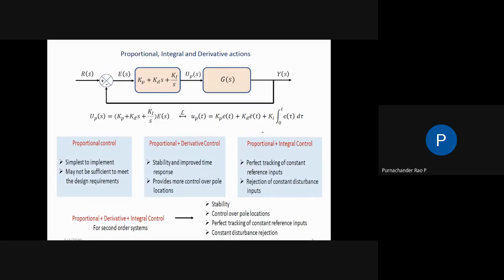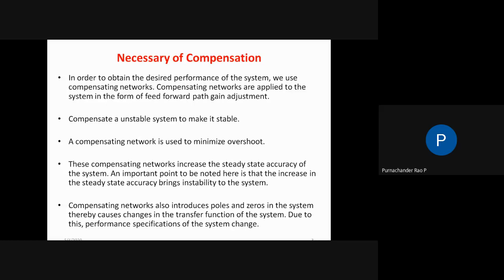The same performance specifications can also be obtained by using compensators. Okay, so what is the necessity of a compensator? In order to obtain the desired performance of a system, we use compensating networks, and these compensating networks are applied in the feedback or feed forward path of the system. They can compensate an unstable system to a stable system, and are also used to minimize the peak overshoot. And these compensating networks increase the steady state accuracy of the system.